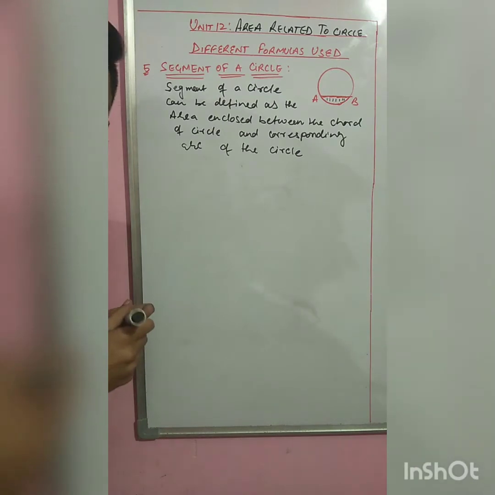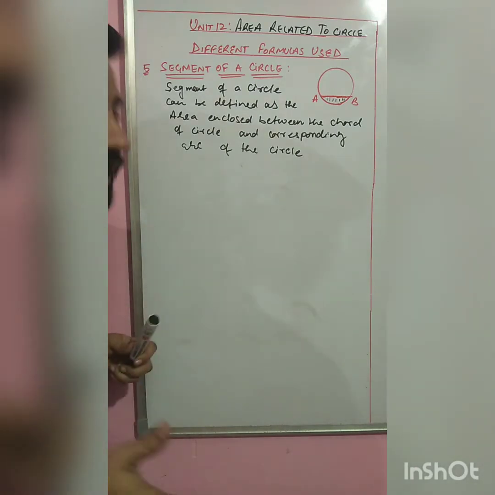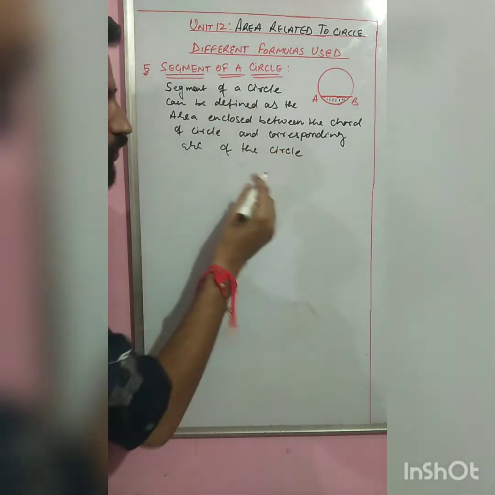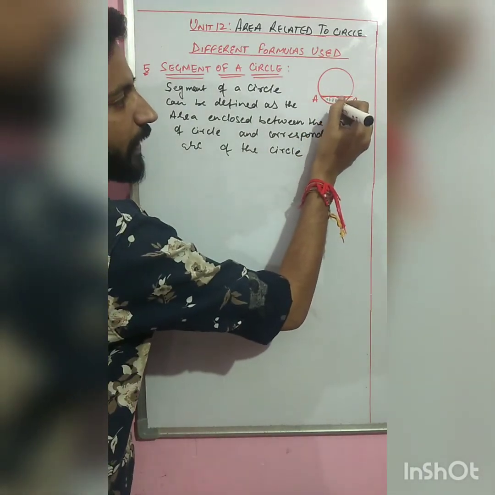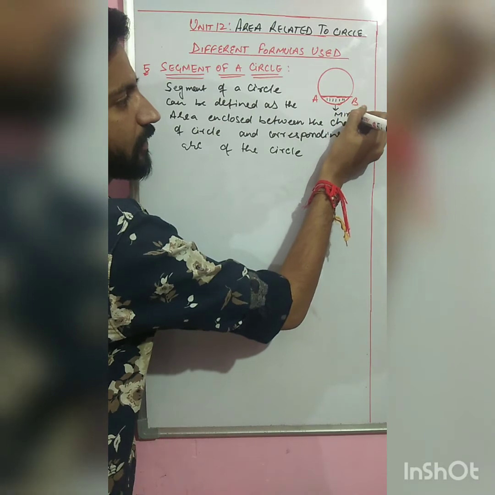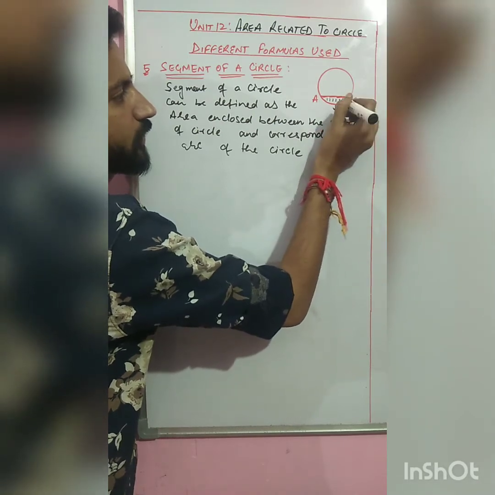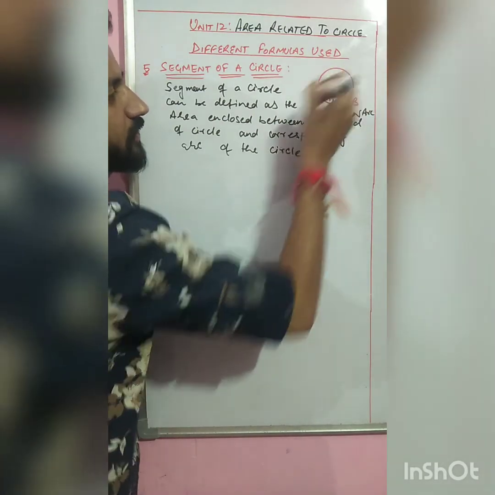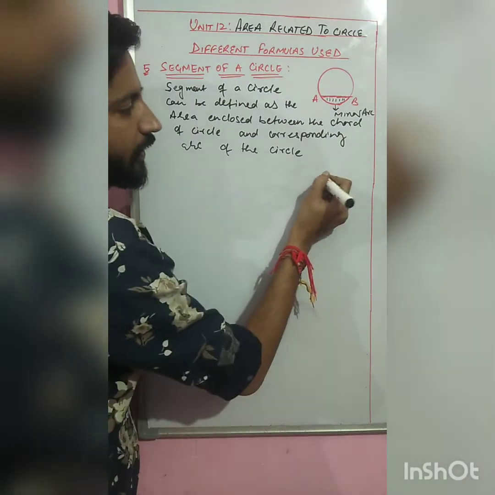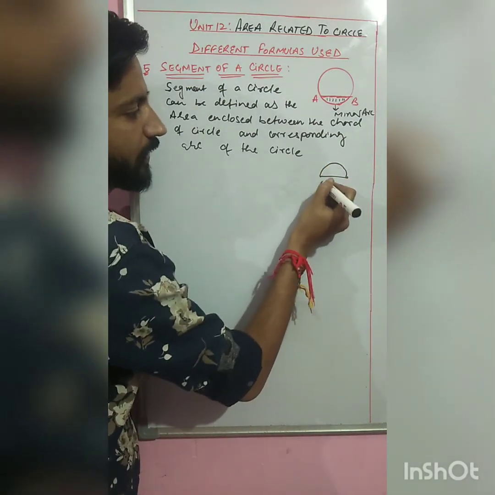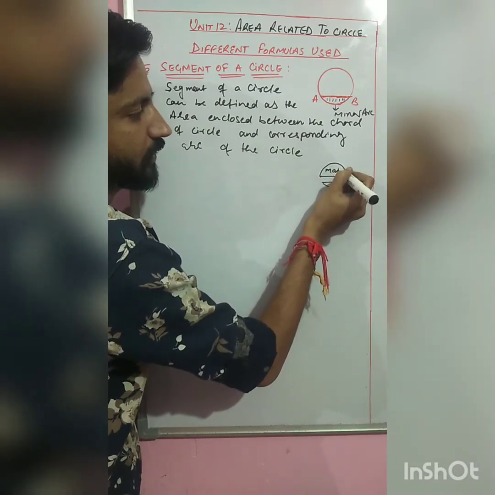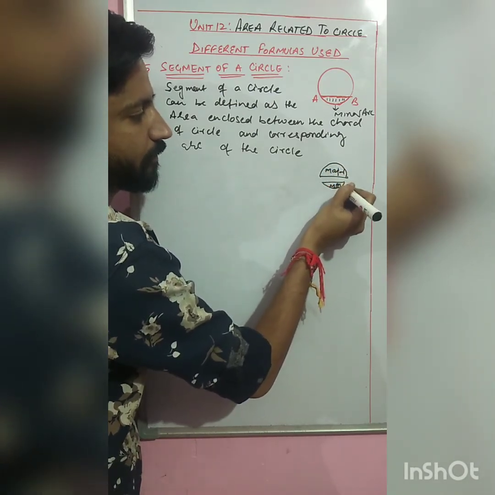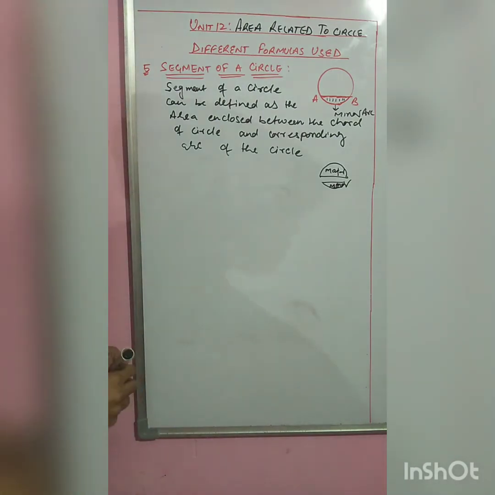So students, how can we find the area of a segment? Listen, we also have the major segment. Here AB is the chord, and since this is the minor arc, this is the minor segment and this is the major segment. In a circle, the maximum area between the chord and the arc is the major segment and the minimum area is the minor segment. So how can we find the area of a segment?